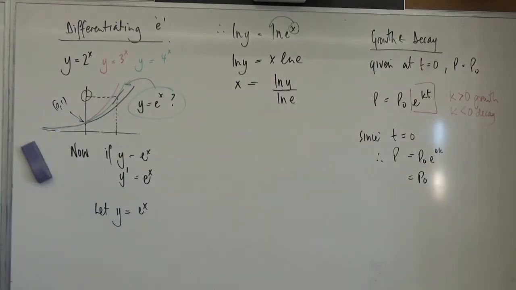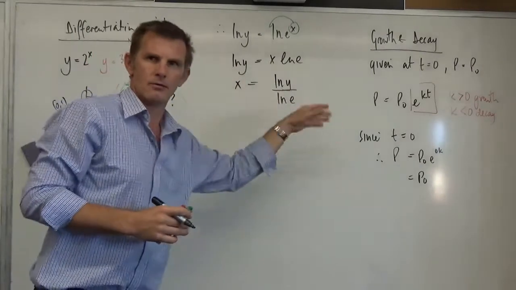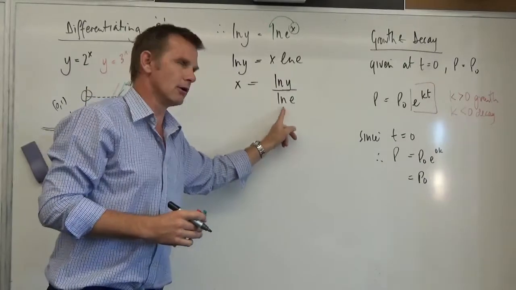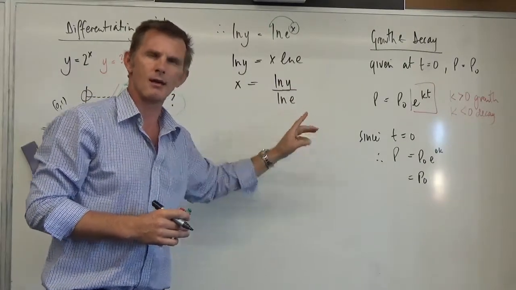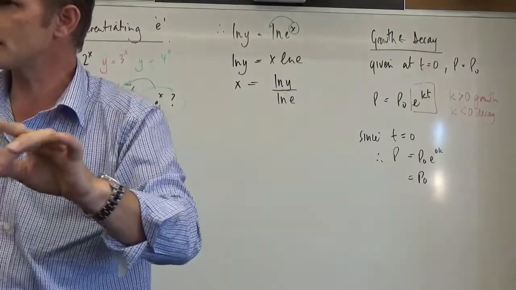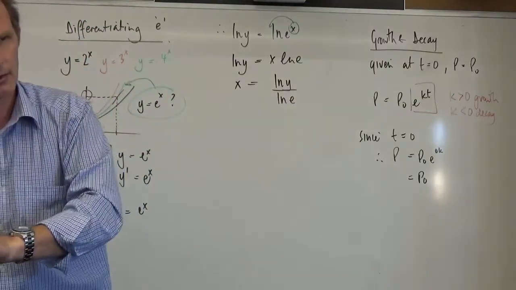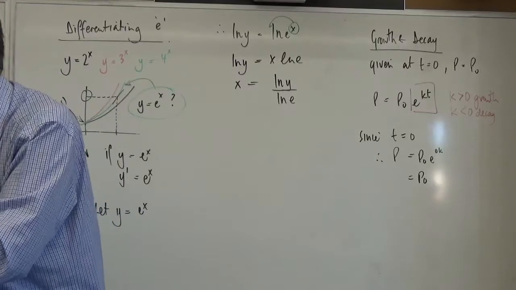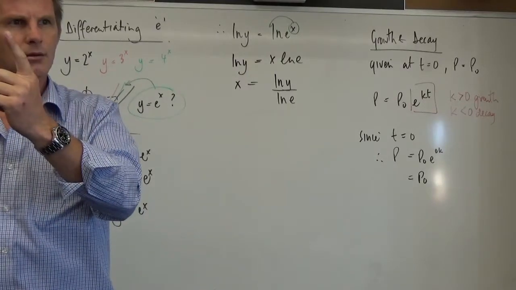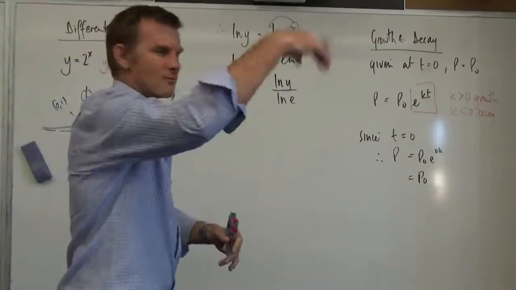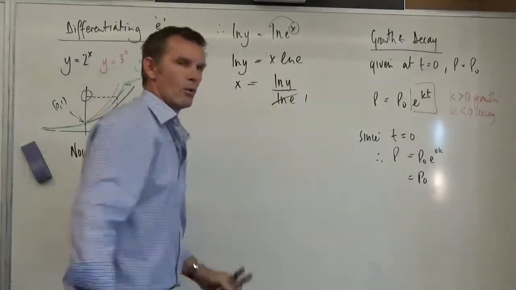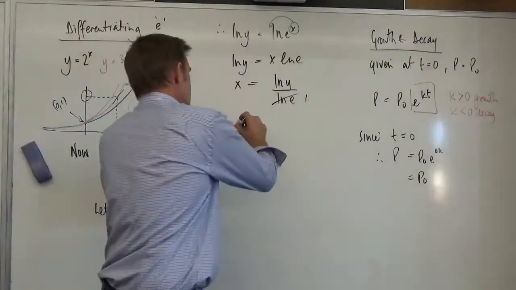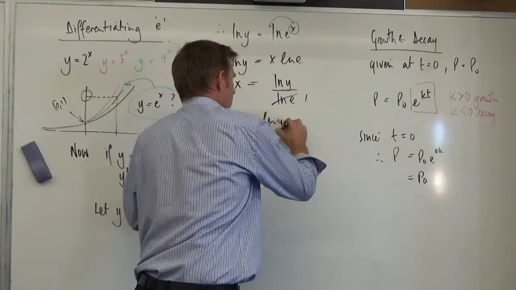Now ln e is just a number, really. Now natural log, base e. Hang on, the natural log, isn't that the log to base e? And if I've got the natural log of e, isn't that just 1? Check that up, I'm sure it's on a previous video. This is just going to be 1. So therefore I get x equals ln y.